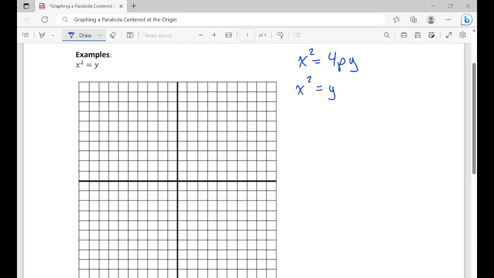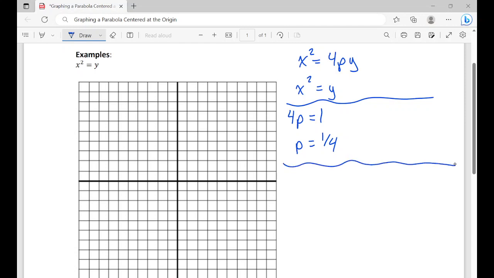So what we can do is take the coefficients of each, 4p equals 1, like so, and solve for p. When I divide the 4 over, I'm going to get p equals a fourth. And that's what p equals. Now it's very simple from here to figure out what the focus and the directrix is. The focus is just (0, p). And since we know what p is, our focus is (0, 1/4). That's the focus of this parabola.